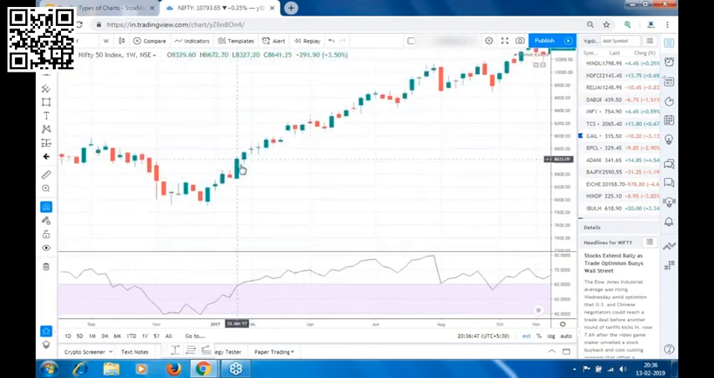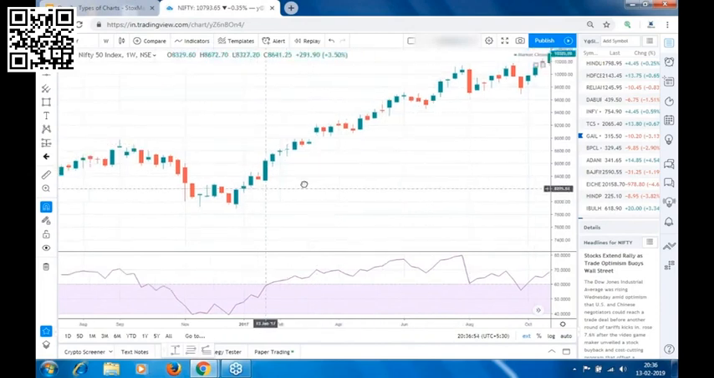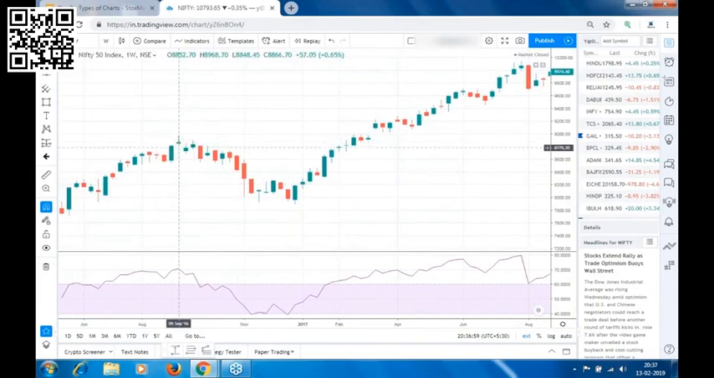This is your bullish engulfing pattern. This is again your bullish engulfing pattern, and you can see the rally in the market. Now this is your doji, gravestone doji, and once this doji is broken, then you can see a fall in the market.